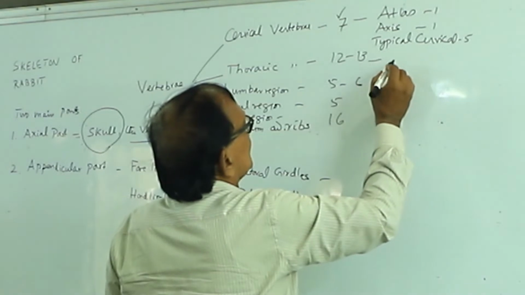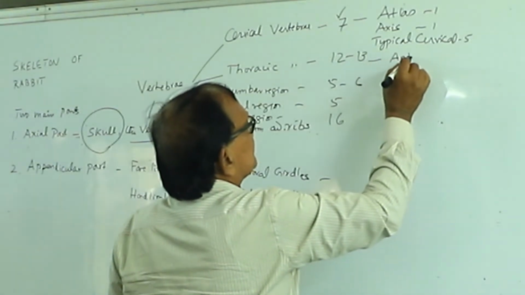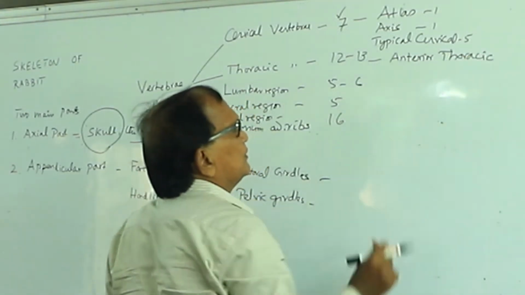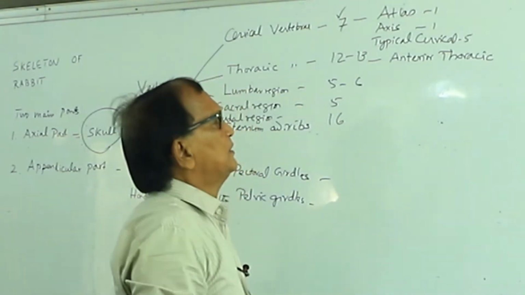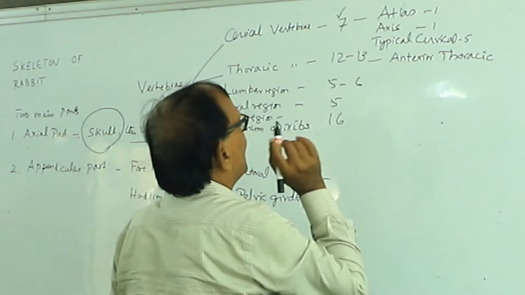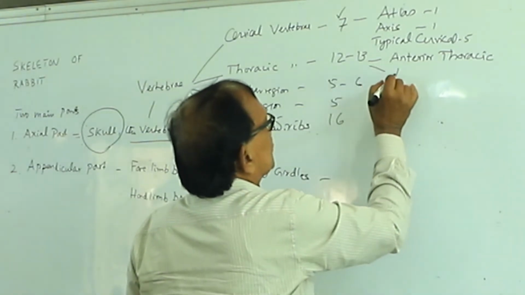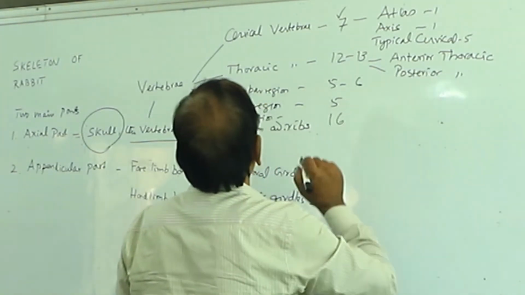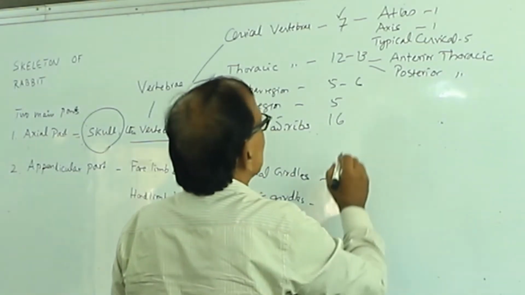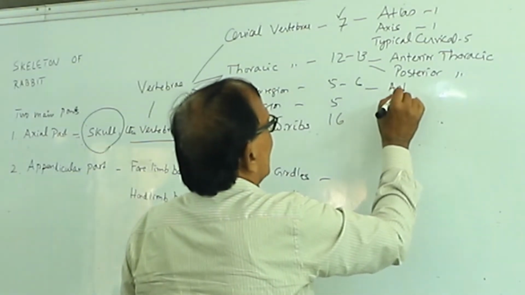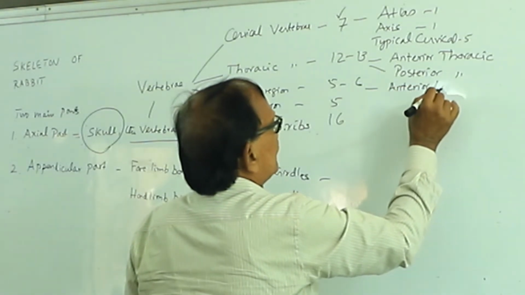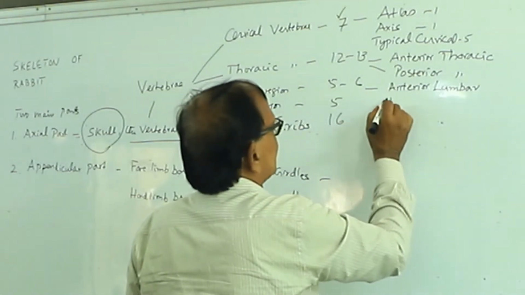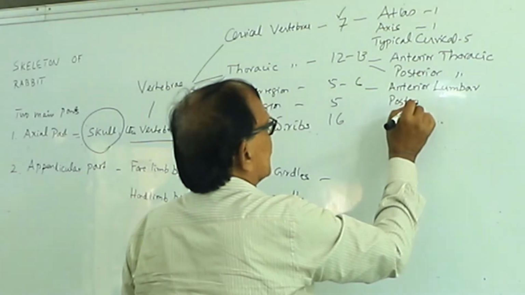The anterior ones are called anterior thoracic, very easily identified from their long backwardly directed neural spine. I will come to that. And then we have the posterior thoracic, shorter, bulkier. Then we have the lumbar region. First 1 or 2 are called anterior lumbar, and the rest, out of 5 or 6, are called posterior lumbar.